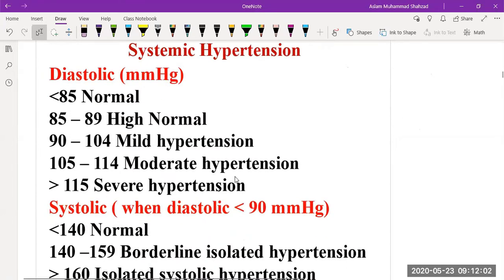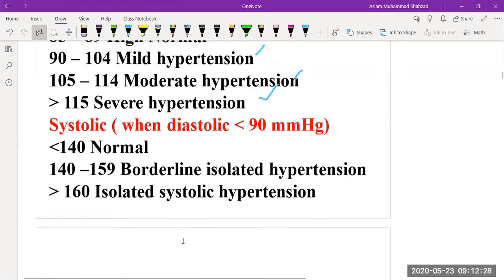So we explained the diastolic blood pressure: usually below 85 is considered normal. Then 85 to 89 is high normal. 90 to 104 is mild hypertension, then 105 to 114 moderate hypertension, and more than 115 is considered severe hypertension. For systolic blood pressure, the normal range is below 140.